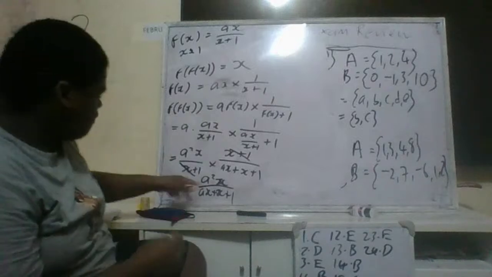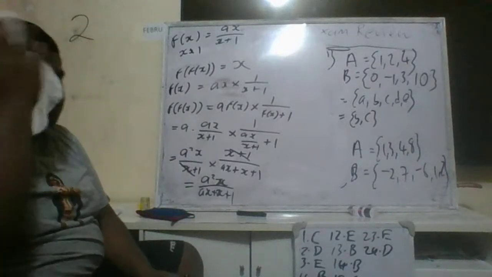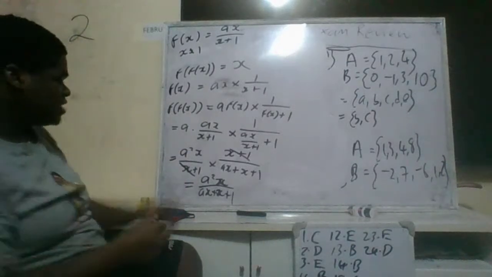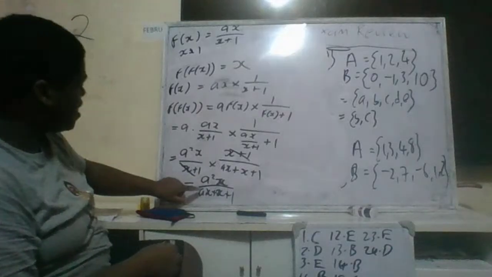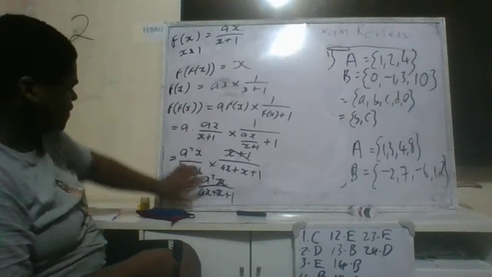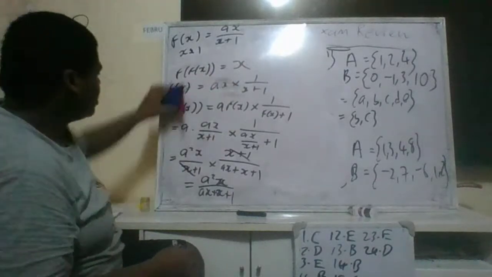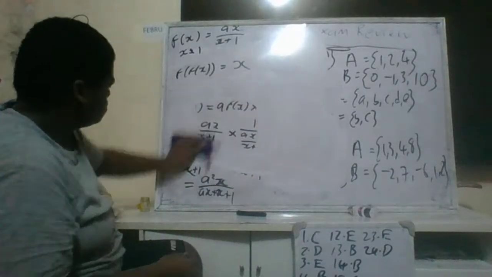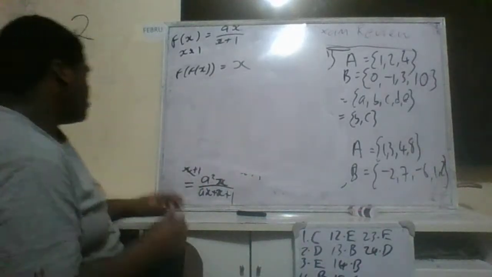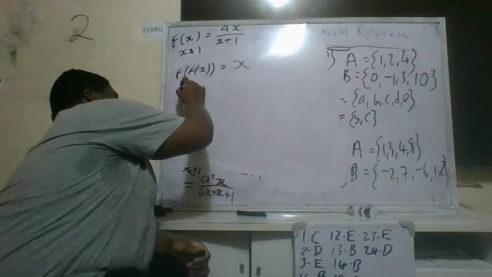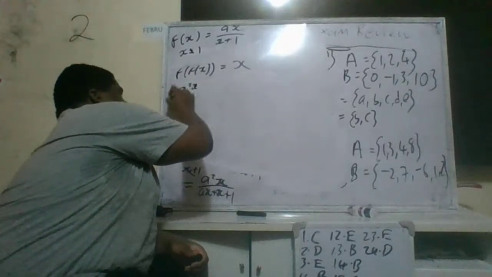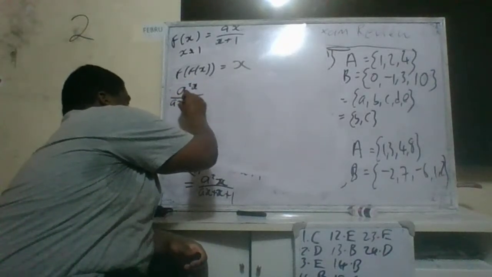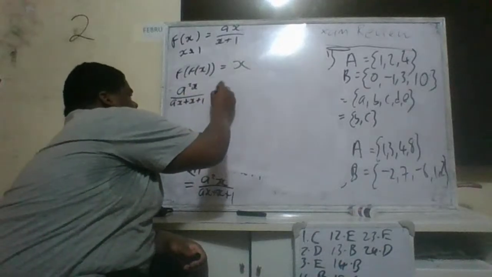But remember, this is f of f of x. They ask what's the value of a such that f of f of x is equal to x. So let's equate that. We don't need any of this anymore. So basically, we're saying what's the value of a such that a squared x divided by ax plus x plus 1 will equal x.